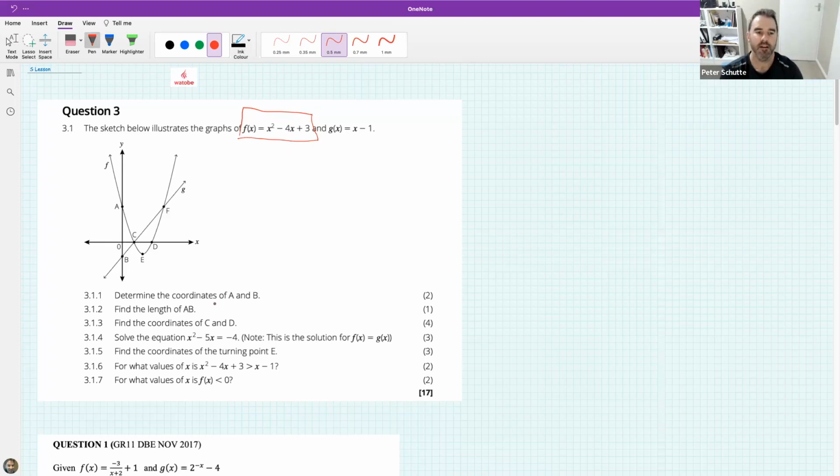Now, the first question that you need to do today is find me the coordinates of A and B. There are two functions in this question. The one is a parabola, which we have just mentioned. The other one is a straight line. And I want you to try and find me the coordinates of A and B, which are points on the graph in this drawing. So over to you guys, see if you can find those. And you can pop them in the chat.